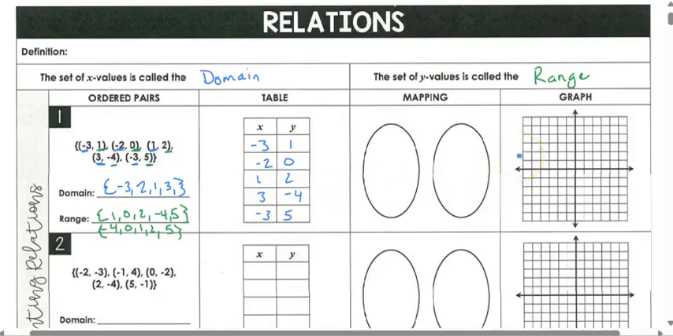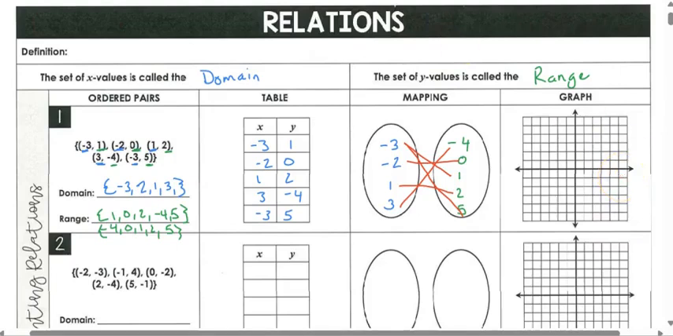In a mapping, we have all of our x values over here: -3, -2, 1, and 3. And then we have all of our y values in a second circle: -4, 0, 1, 2, 5. Then we draw arrows to show which numbers are linked together. So -3 goes with 1, -2 goes with 0, 1 goes with 2, 3 goes with -4, and then -3 also goes with 5. So we would have 2 arrows coming out of it.